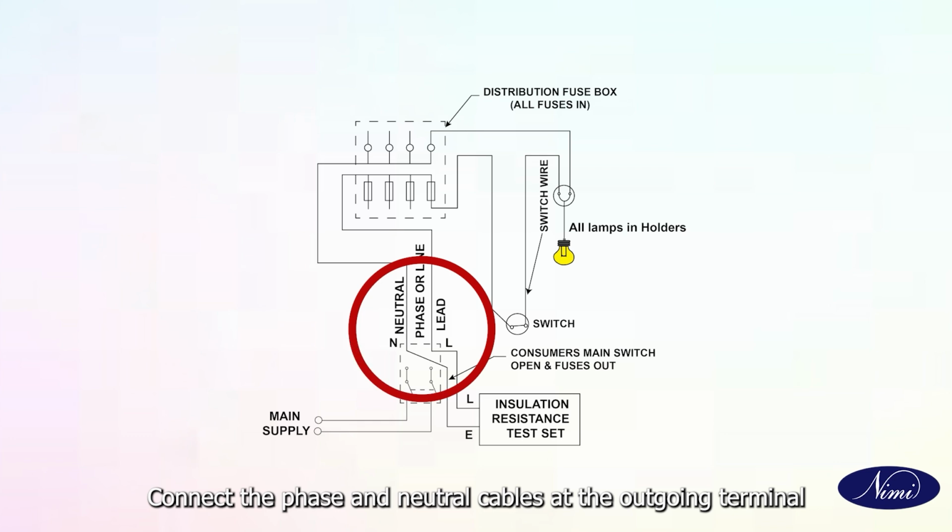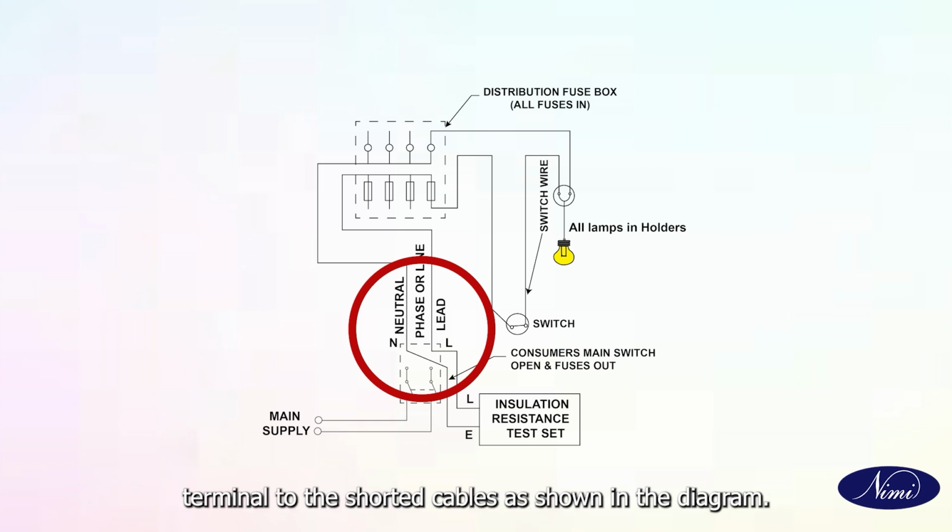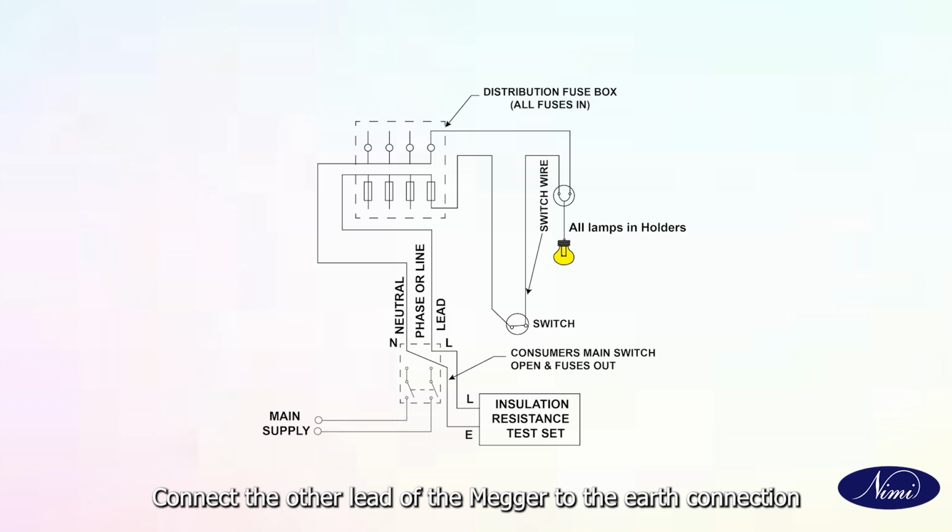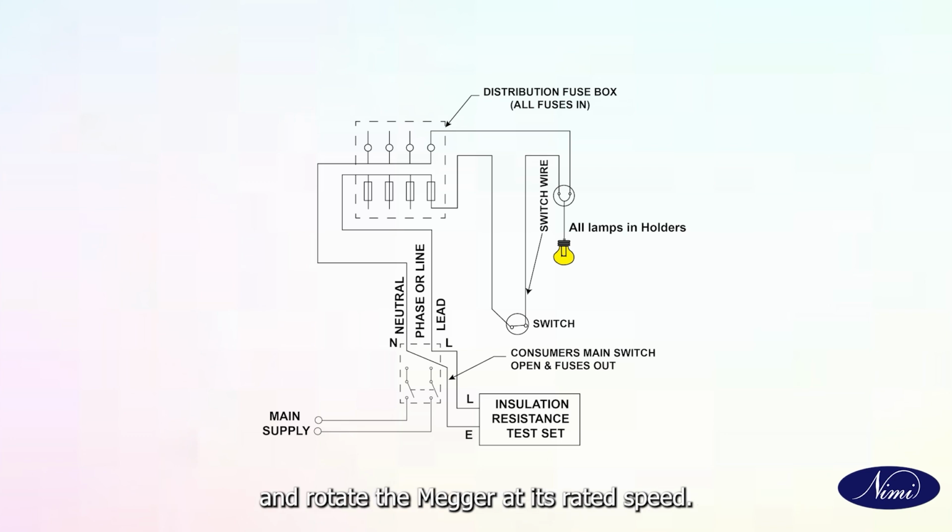Connect the phase and neutral cables at the outgoing terminal of the main switch together and connect the lead of the megger terminal to the shorted cables as shown in the diagram. Connect the other lead of the megger to the earth connection and rotate the megger at its rated speed. The reading thus obtained should not be lower than the lowest value obtained by these three methods.